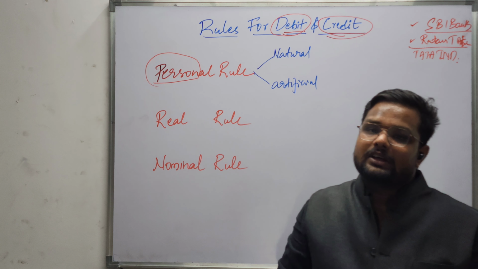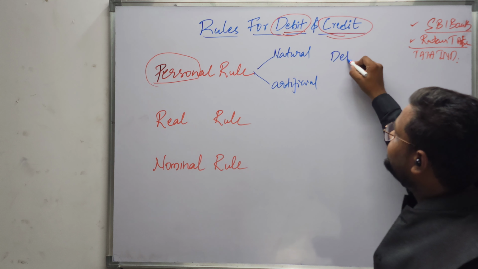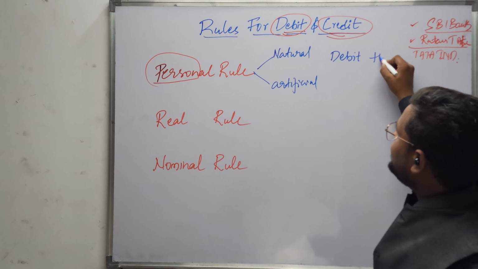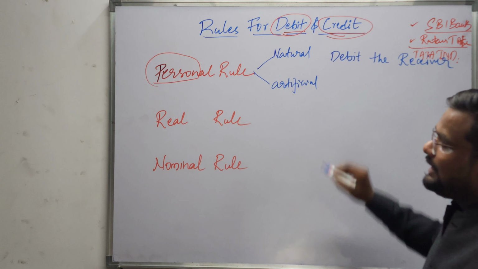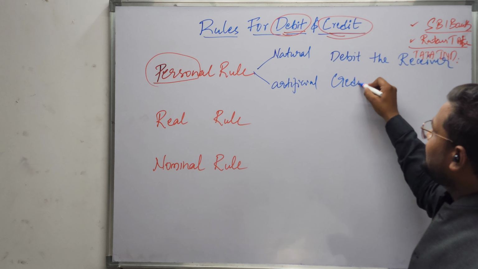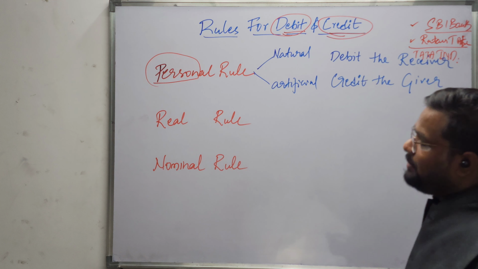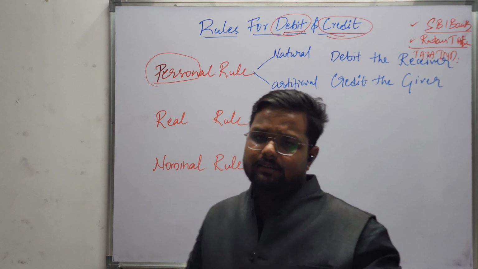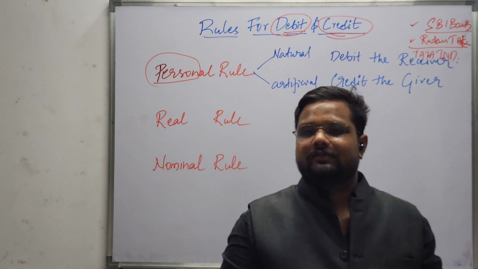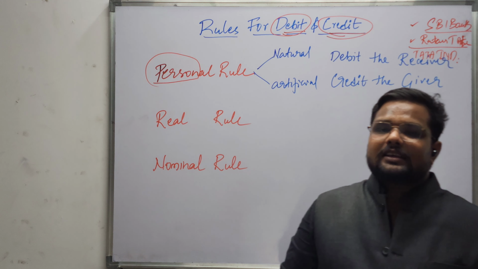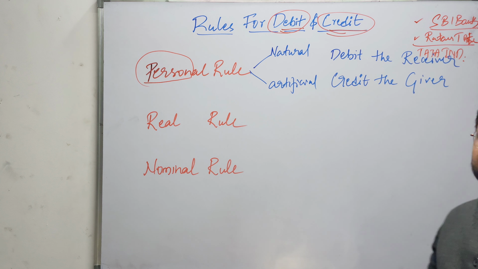Okay, hope you understand. So for the personal, the rule is: debit the receiver, credit the giver. Debit the receiver and credit the giver. Now we will take one example for this, and try to understand the receiver and giver.